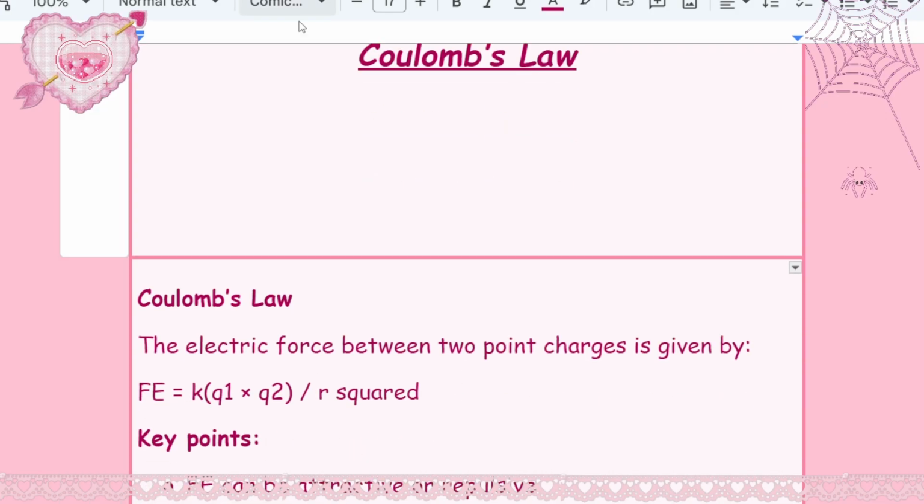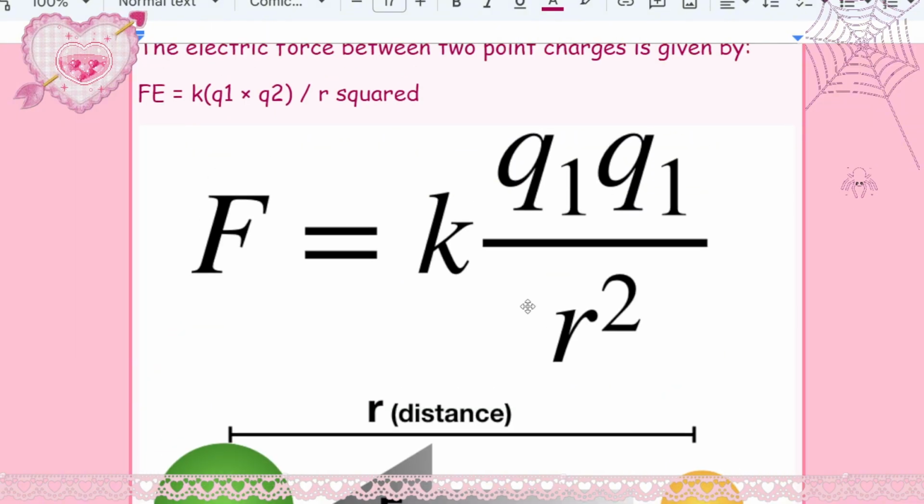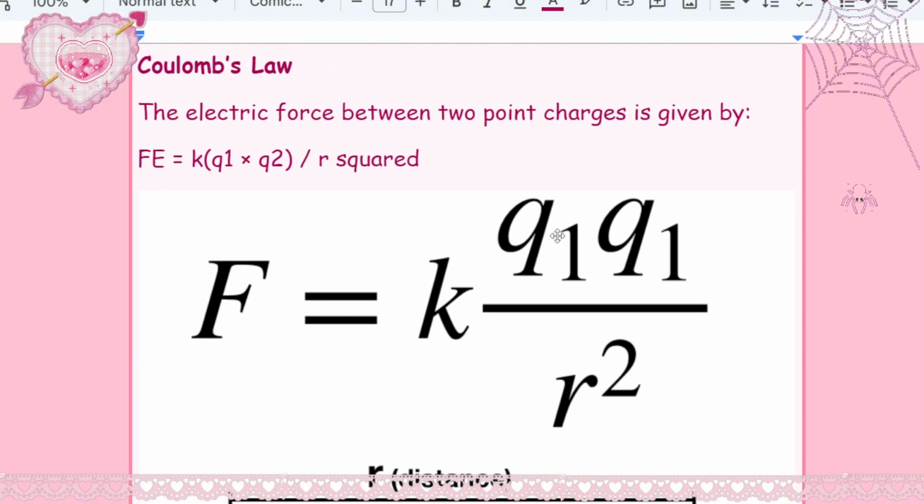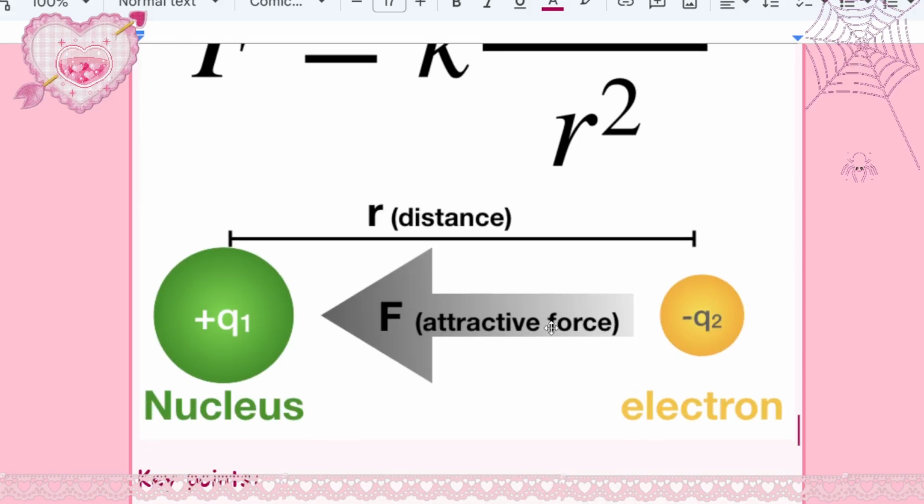Let's get right into it. So, what is Coulomb's law? Coulomb's law is the electric force between two point charges and is given by the equation below. I'm going to find a better one, but we're basically finding the electric force felt between these two charged points, right? So let's find that really quickly. Here we are. It's given by this equation: Coulomb's constant times the charge of point charge 1 times the second charge, divided by the distance separating them squared.